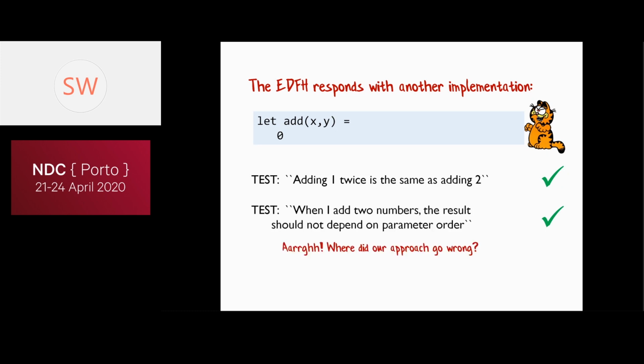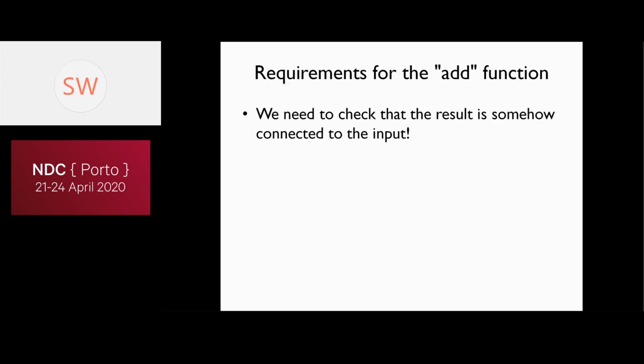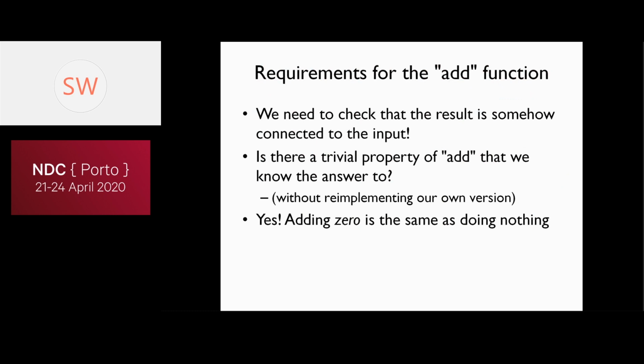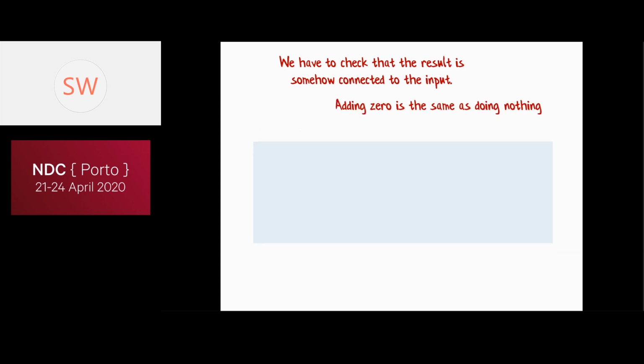The problem is that we haven't really understood addition, because somehow the output of the addition function has to be connected to the input, right? And it does depend on the input, but we don't always know how it depends on the input without actually re-implementing it. But is there a trivial input that we do know the answer to, without having to re-implement anything? Is there an input of add that we always know what the answer will be? And the answer is yes. If you add 0 to something, that's the same as doing nothing. So let's write a test for that.